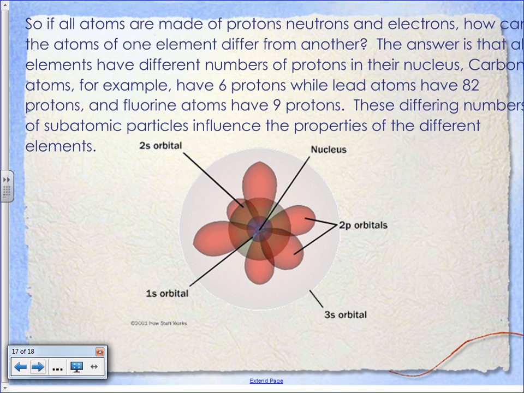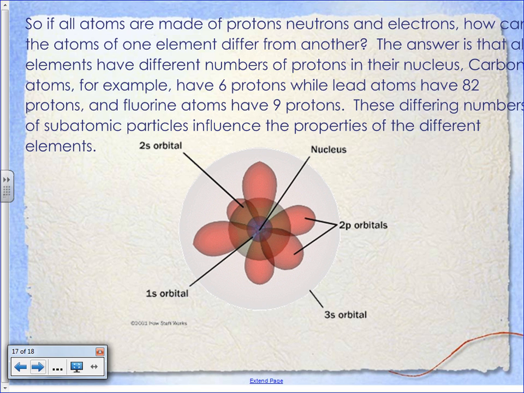So all atoms are made of protons, neutrons, and electrons, and we've already talked about this. How can the atoms of one element be different from another? Well, it has to do with the number of protons, neutrons, and electrons. If you've looked at the periodic table before, you can see that each element has a different number. For example, hydrogen's number is 1. That means it has how many protons? 1. It has 1 proton and 1 electron.